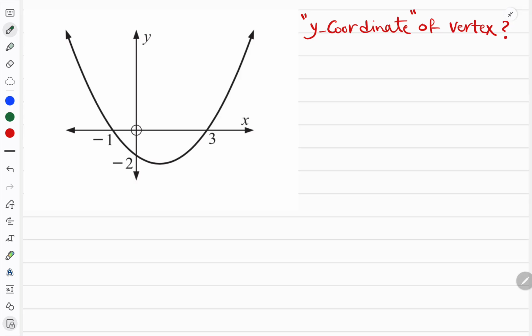As you can see, we have a graph and this is a parabola and we are looking for the value of y coordinate of the vertex of this parabola. As you may know, the general form of quadratic function is y equals ax squared plus bx plus c, where a, b, and c are constant and a is non-zero. Okay, the first step is to find y-intercept of this graph.